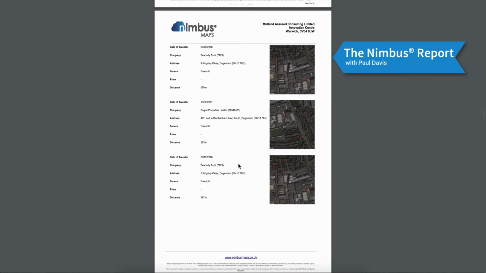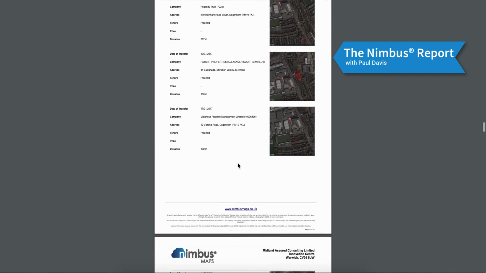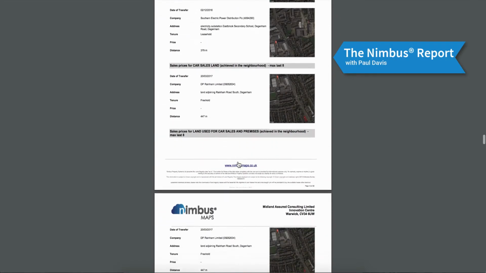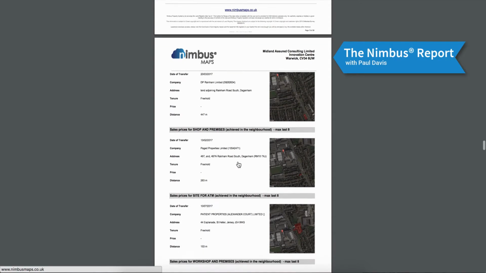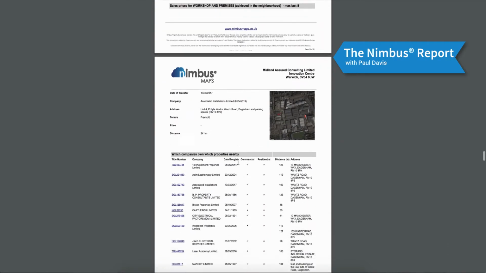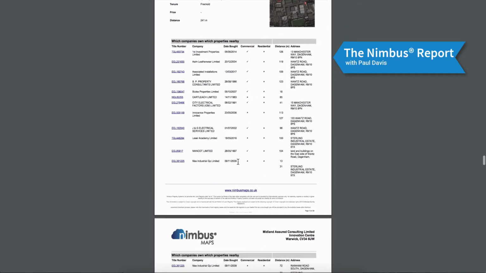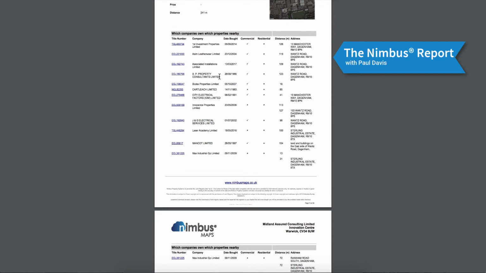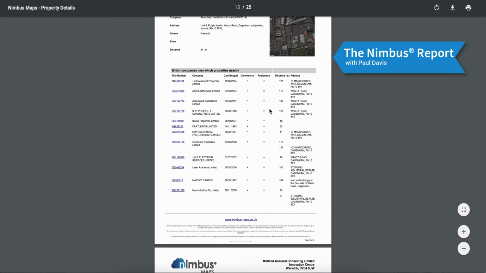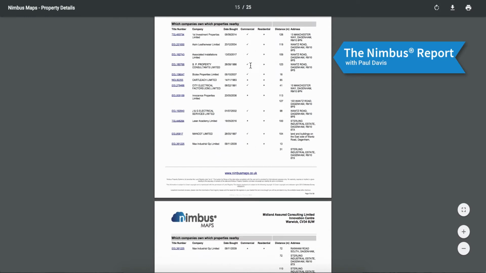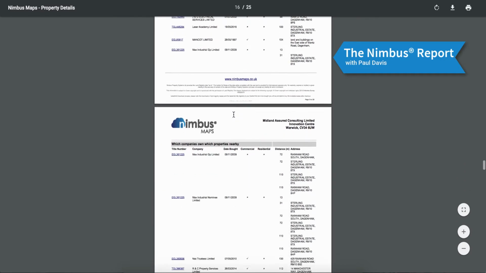So running through in detail all those transactions that have been happening locally and around that building for the different use classes, and running through the information around that. It then gives me a schedule of other companies that own properties nearby to the property that we're looking at, and runs through information around those, whether it's commercial or residential, how far away it is and the addresses of those, links to title number and dates they bought those buildings. So just to give you a feel for who else owns properties nearby.